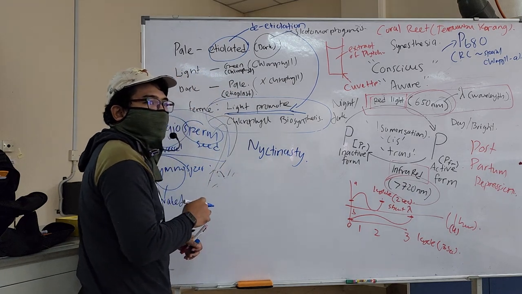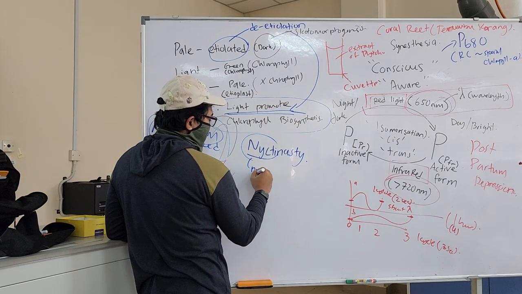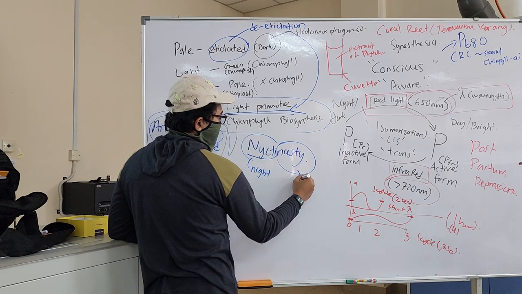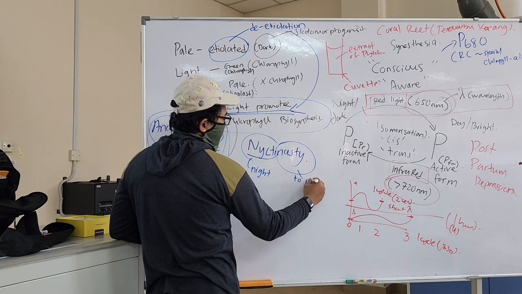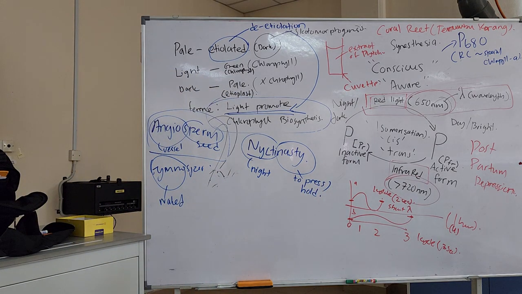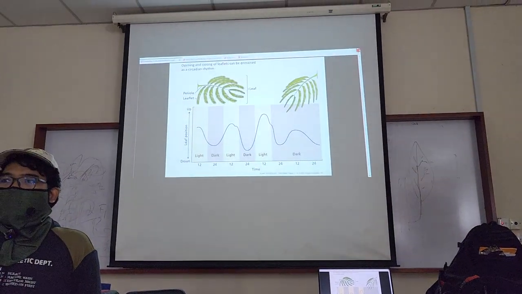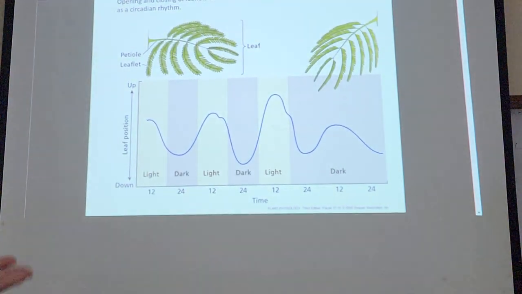You know this? Nictinasty. Nicti means night. Nasty means to press or hold. So, you know the mimosa plant? When you touch it, what happened to the leaf? Open or close? Okay, so it was said that phytochrome is responsible for that, because phytochrome promotes the proton pump ions. Because of this rapid ion movement, the leaf can open and close rapidly.